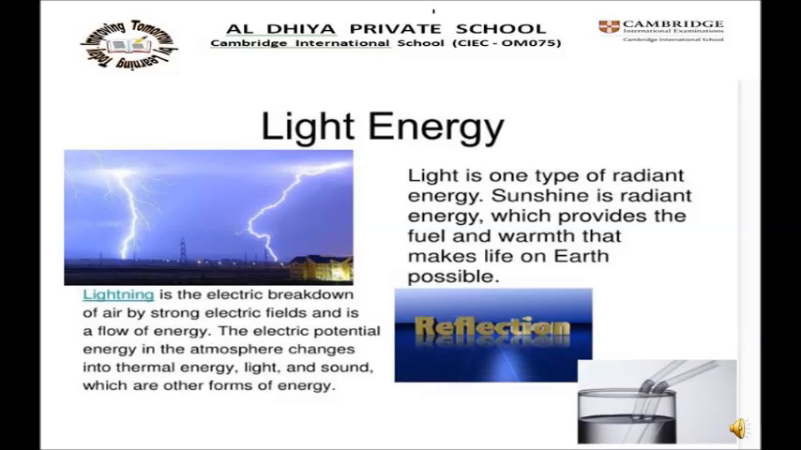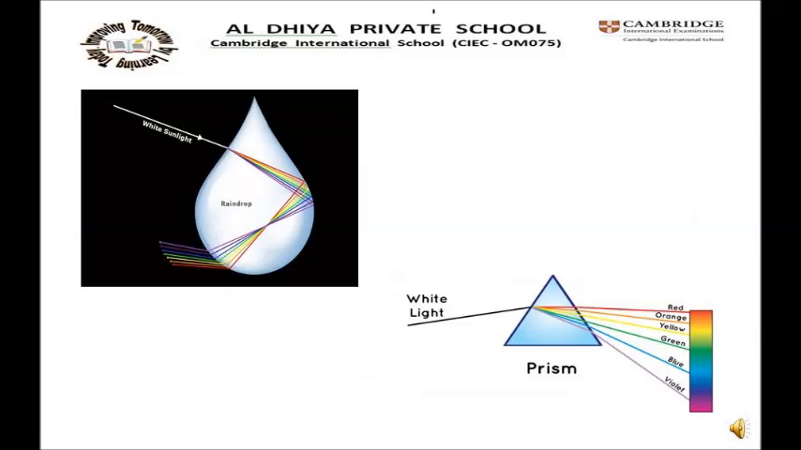Light energy. Light is the energy that we detect with our eyes. The light energy escaping from the sun can be spread out by a prism or a shower of raindrops to form a rainbow. You know the rainbow. Because why? Because our eyes see different wavelengths of light as different colors.